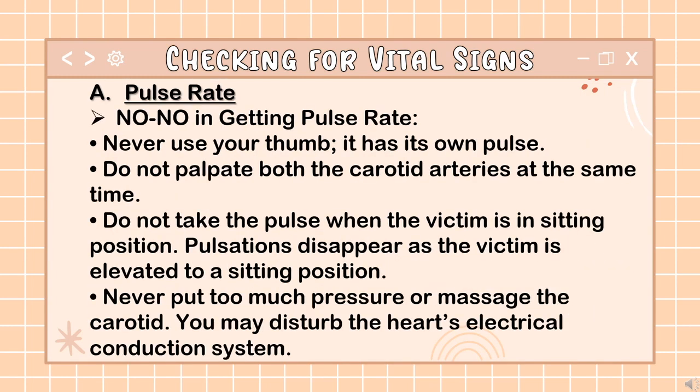Here are the things to avoid in getting the pulse rate. Never use your thumb. It has its own pulse. Do not palpate both the carotid arteries at the same time. Do not take the pulse when the victim is in sitting position. Pulsations disappear as the victim is elevated to a sitting position. Never put too much pressure or massage the carotid. You may disturb the heart's electrical conduction system.